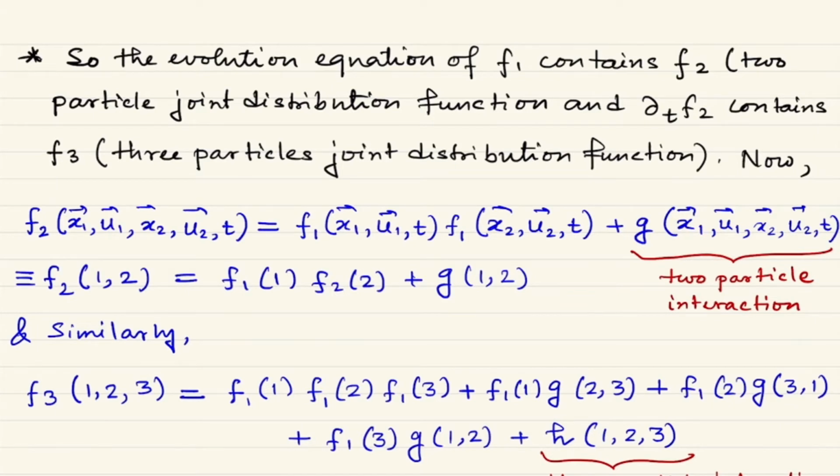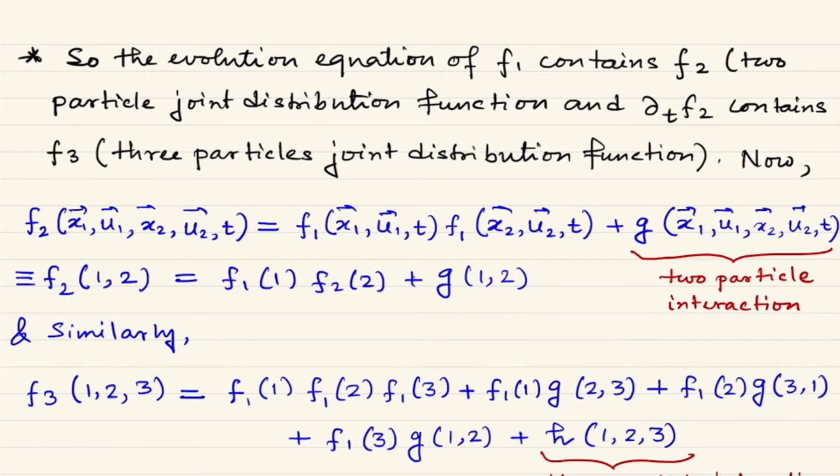So when the first particle's position and velocity are independent of the second particle's position and velocity, then the product will be the only joint distribution function. That is just for independent events. Now this other one is the interaction part, and it is non-trivial to understand or determine. For example, if we are interested in the first particle and the second particle, with 1 and 2 as the label numbers of the particles, then f2 of 1 and 2 will simply be f1(1) f1(2) plus g(1,2).